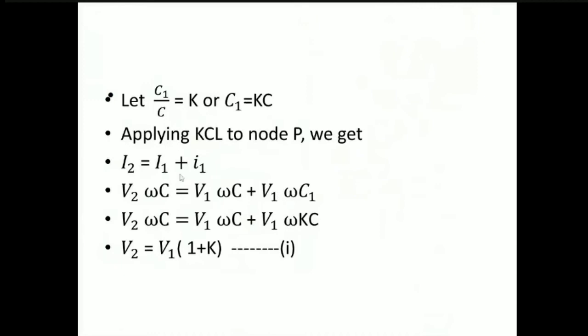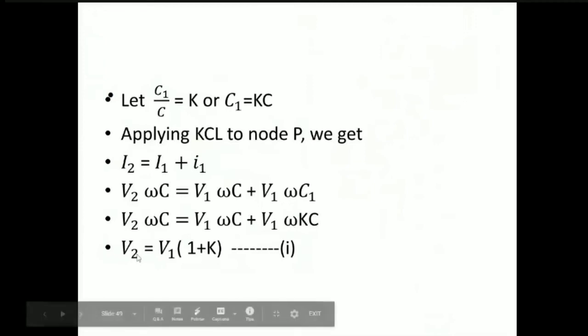So, corresponding to these currents, the currents are flowing through these capacitive reactances. Hence, V2 omega C is equal to V1 omega C plus V1 omega C1. Or V2 omega C is equal to V1 omega C plus, substituting for C1 as KC, V1 omega KC. Now, V2 is equal to V1 into (1 plus K). Omega C will be cancelled on either side. So, let this be our first expression.